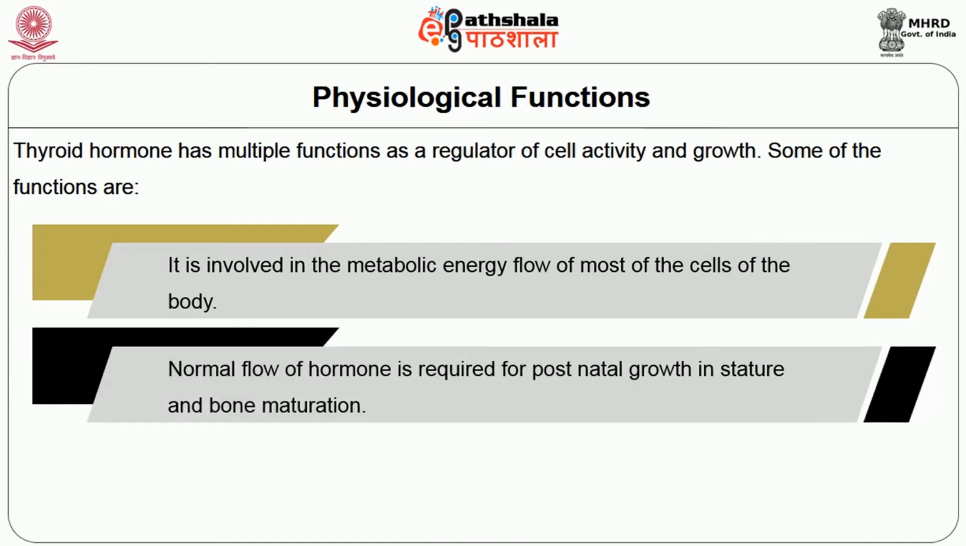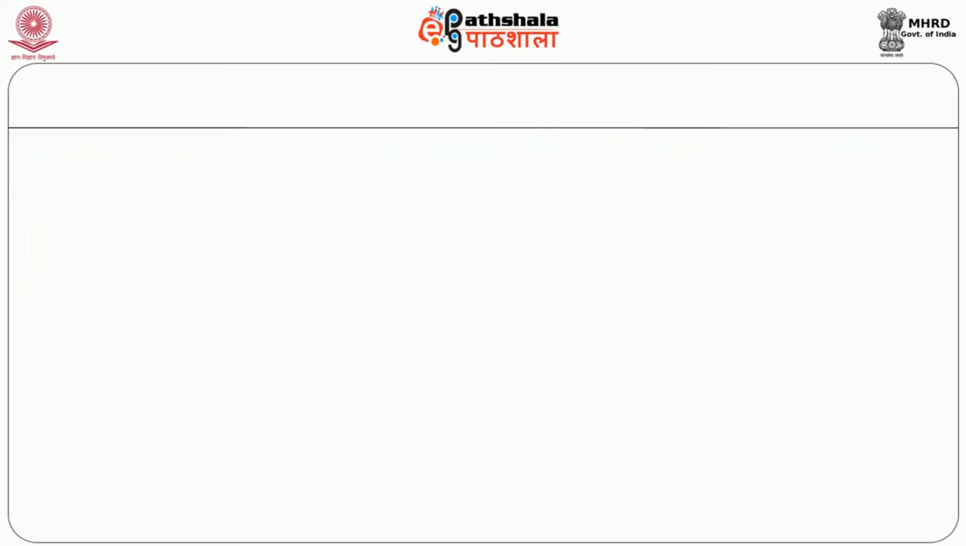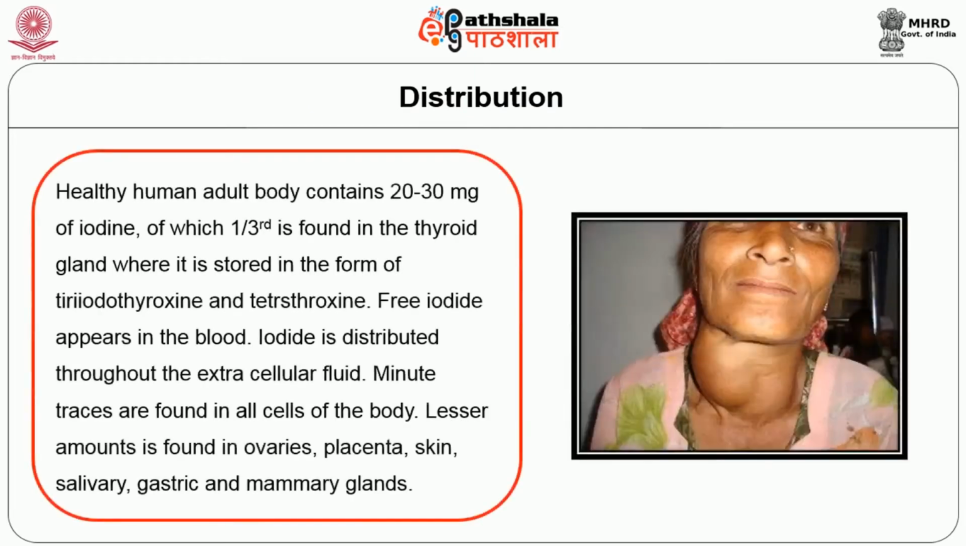Normal flow of hormone is required for postnatal growth in stature and bone maturation. It is also necessary for the functioning of basal metabolism. Now let us look at the distribution and absorption of iodine. The healthy human body contains 20 to 30 milligrams of iodine, of which 1/3 is found in the thyroid gland, where it is stored in the form of triiodothyronine and tetraiodothyronine.